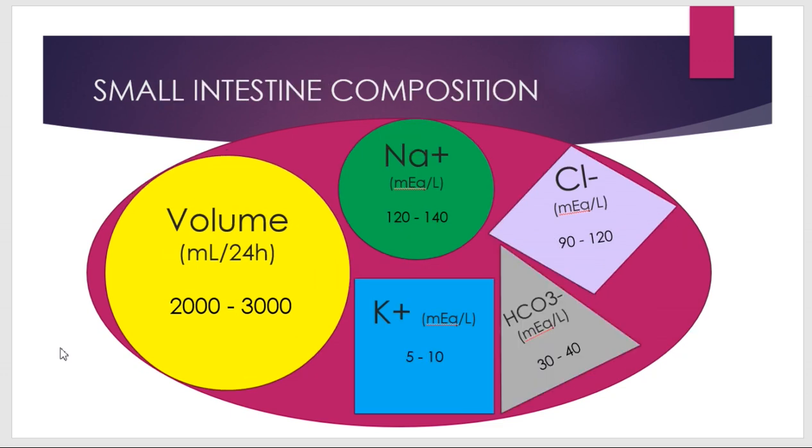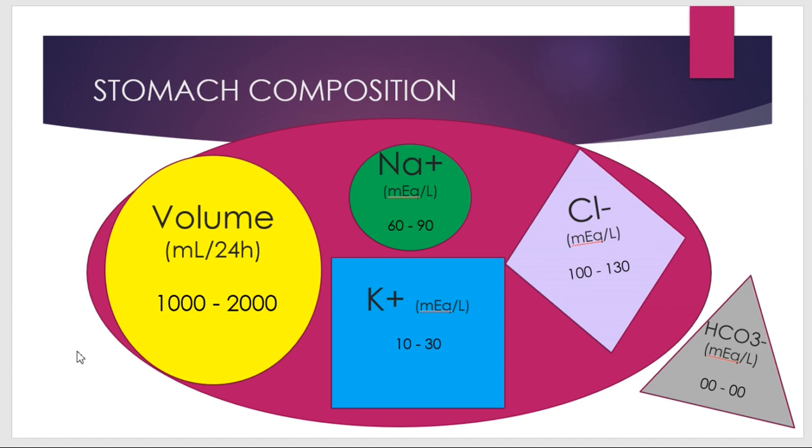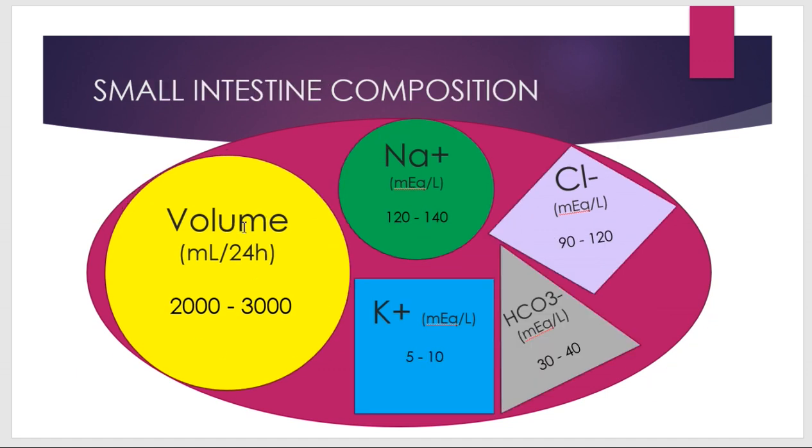Okay. Then the small intestine composition, the secretions from the small intestine. Volume again very much increased, 2000 to 3000 ml in 24 hours. Can you see here? Yes. Focus on this volume. So maximum secretion is from the small intestine.